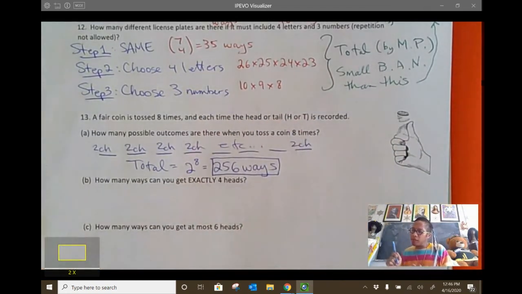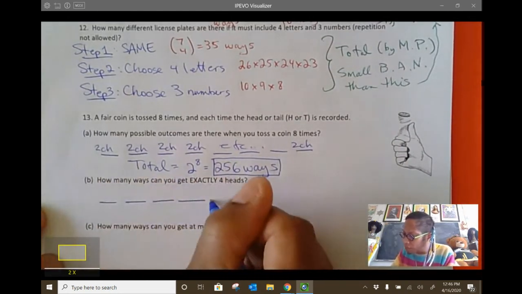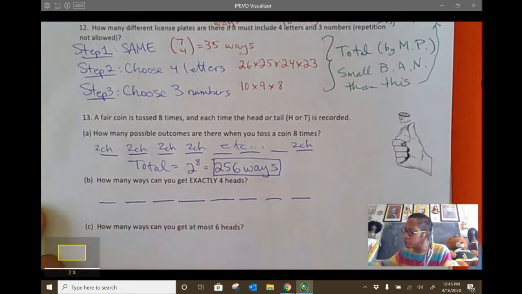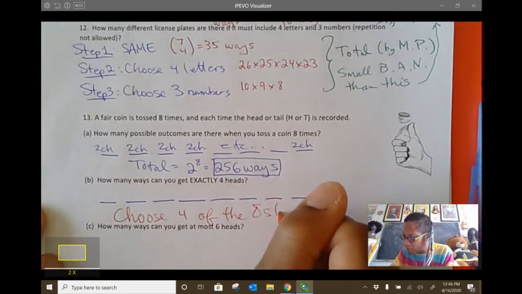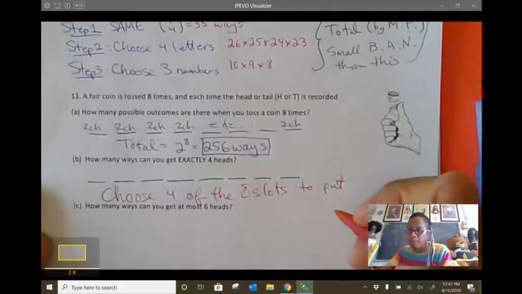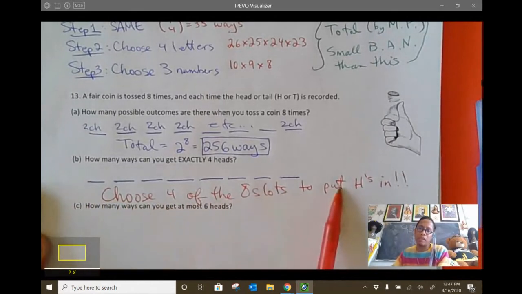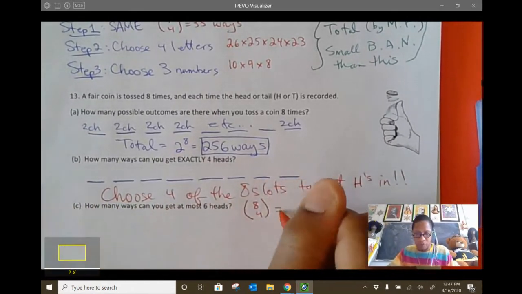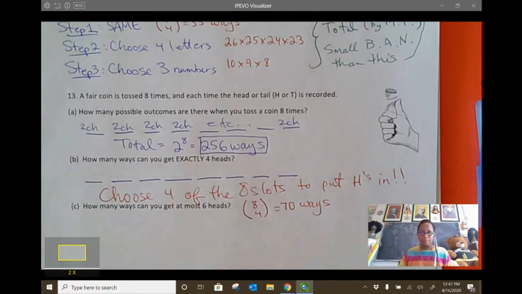How many ways can we get exactly 4 heads? Well, we need to know where those heads are. I don't have to do any choices anymore at that point. I want to choose 4 of the 8 slots to put heads in. Our reasoning tells us the method: there's 8 slots, I choose 4 of them. That's 70 ways, says Pascal's triangle. And that's it. It's not even a coin problem. It's a where-do-they-go problem. There's 70 ways to pick the 4 locations for the heads.